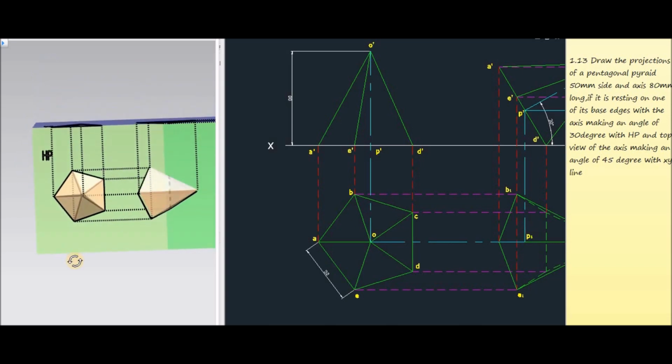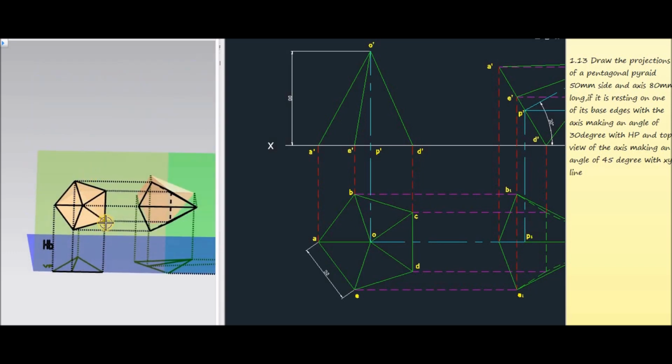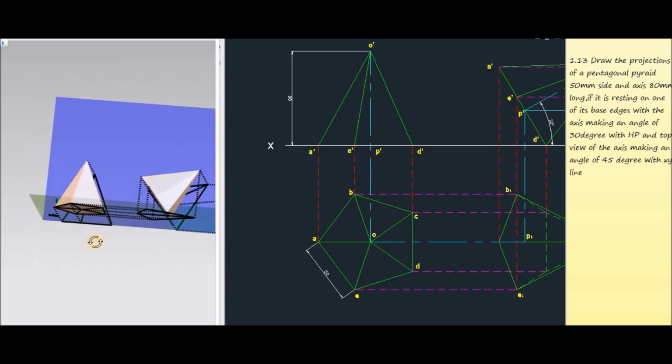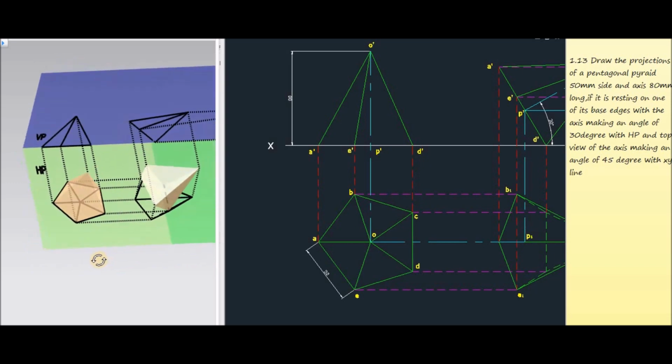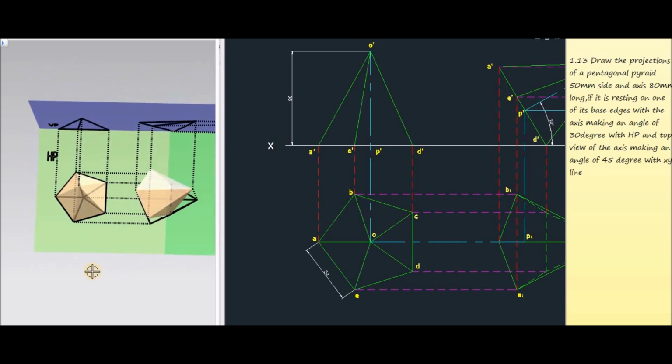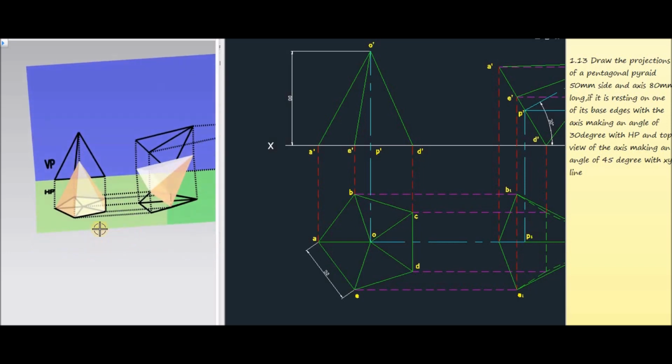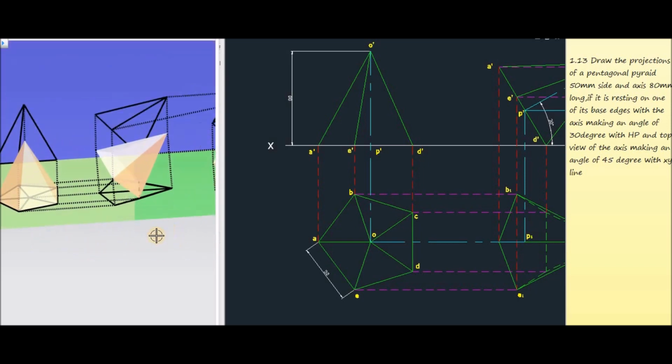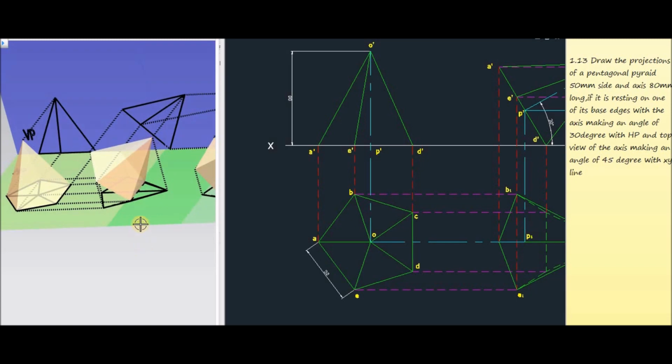Then for getting the top view, you have to observe the object from the top side, then project all the bottom corners to the horizontal plane, project the vertex to the horizontal plane, then join all these corners. We will get one pentagon like this, and this one will be the top view of the initial position of the pentagonal pyramid. Then in the second stage, the pentagonal pyramid is tilted with respect to one of its base edges CD.